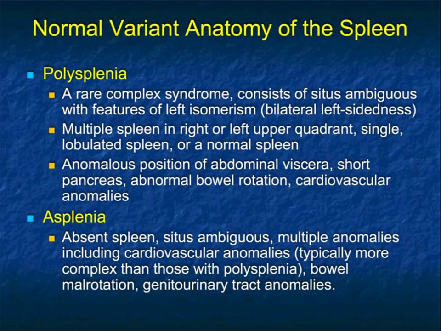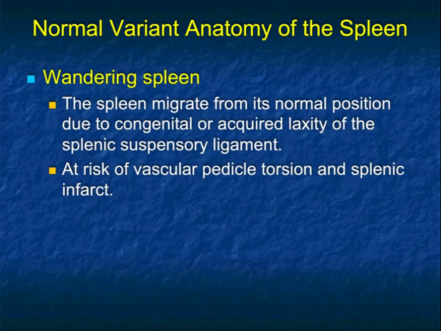And I didn't show you any cases of asplenia. It's rare, but simply you have an absent spleen in a patient who's not had a splenectomy. It's also associated with situs ambiguous and multiple anomalies, including cardiovascular anomalies. They're typically more complex than those in patients with polysplenia, so it is going to be important. And finally, I showed you a wandering spleen, which is rare, but you could be a superhero like we were when we made the right diagnosis.